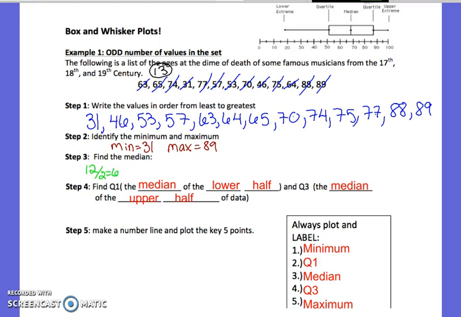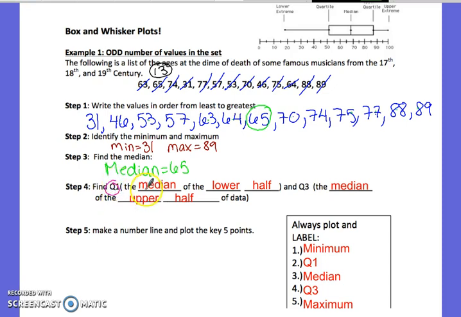That's not my median. I'm going to go ahead and erase that, but that means on my median there's 6 on each side. So I'd go 1, 2, 3, 4, 5, 6. Median, 1, 2, 3, 4, 5, 6. So my median equals 65.